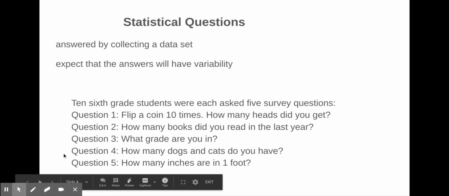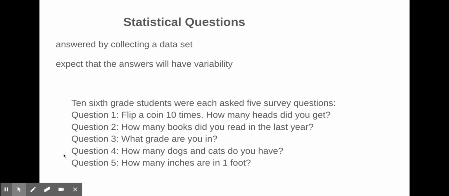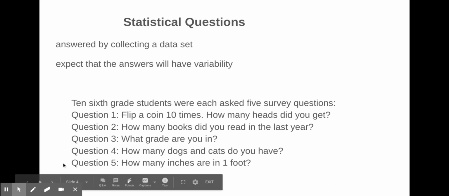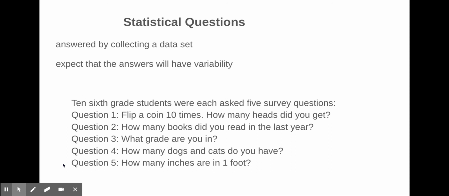How many dogs and cats do you have is a statistical question because we would expect that everybody would answer with a different answer, so it would be variable, and we'd have an answer from each person, even if that answer is 0. And finally, how many inches are in 1 foot is not a statistical question because there is only one answer to that question.